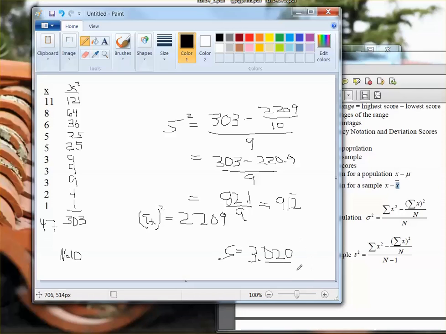You can round to that last third decimal place, although don't round until you're all done at the very end. You don't want to round up here too much because it'll introduce a little bit of distortion. But that's how you calculate the variance and standard deviation.